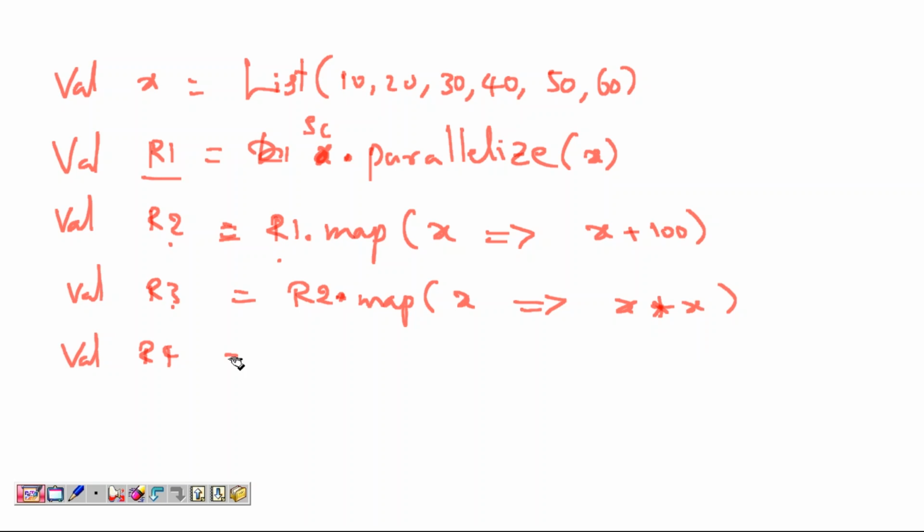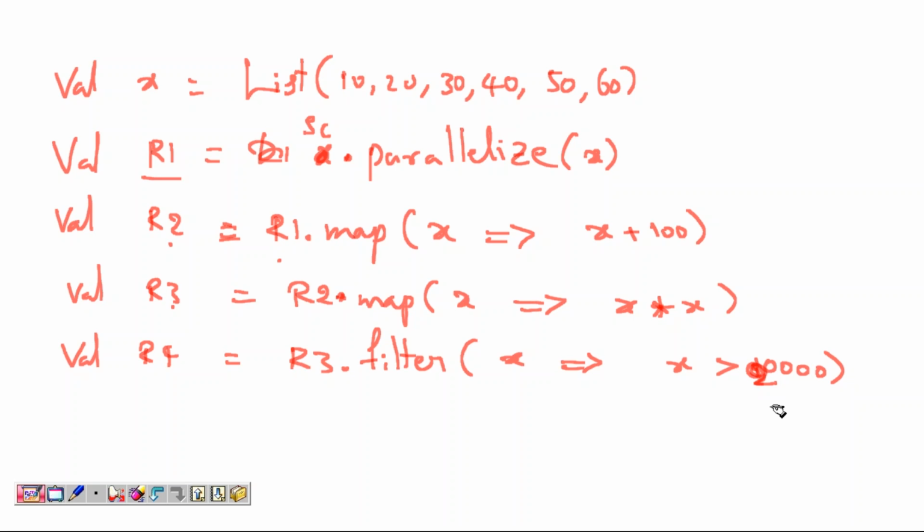Val R4 is equal to R3 dot filter where x greater than, this time 10,000. Or let's say 20,000, because otherwise each element will be selected. Some filter I am applying. Now this is the thing, come on, answer me. Totally how many steps do we have in this? 5 steps we have.